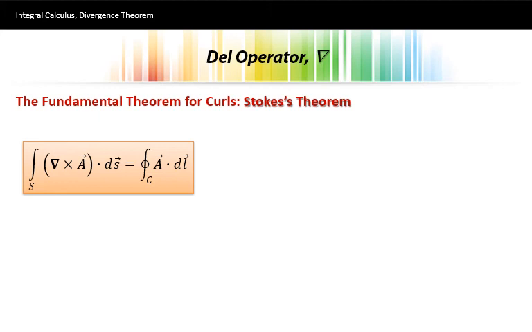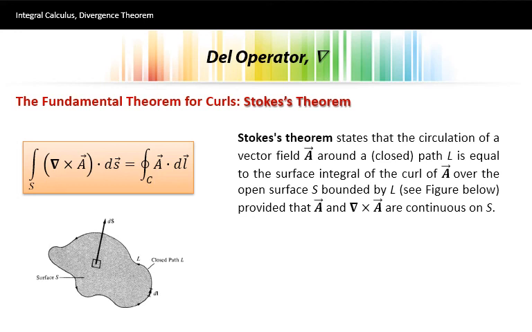Let's now discuss the fundamental theorem of curls, that is, the Stokes theorem. The Stokes theorem states that the circulation of a vector field A along a closed path L is equal to the surface integral of the curl of vector A over an open surface S bounded by L. See the figure below. This holds provided that the vector A and curl of A are continuous on that surface S.